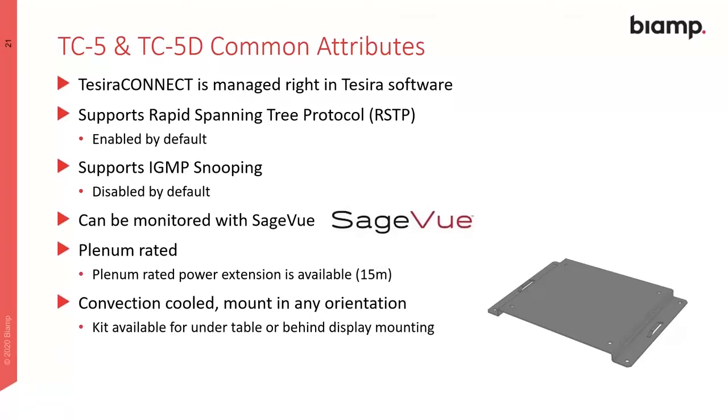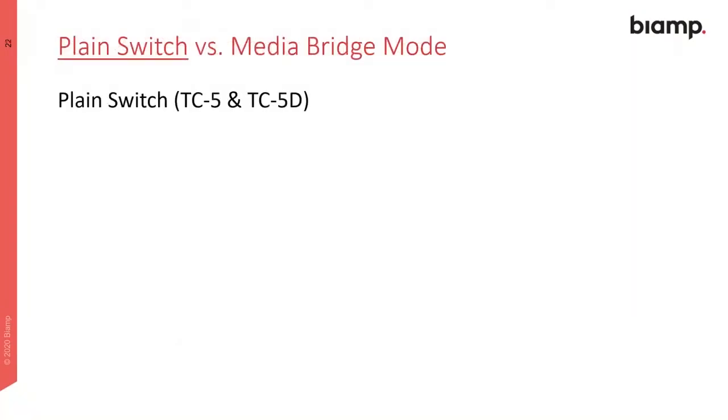Okay, so let's explore what's the difference between the plain switch and the media bridge mode. As you could understand, there are two ways to connect the TesiraCONNECT and TesiraCONNECT 5D. The first one is the plain switch. We will explore what the plain switch is. In the plain switch, AVB data and control traffic only can be configured.